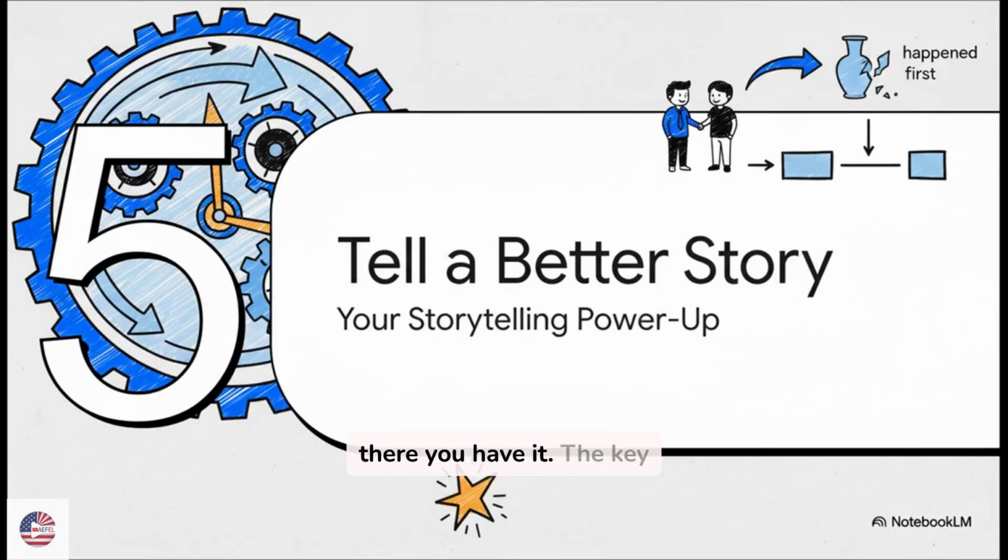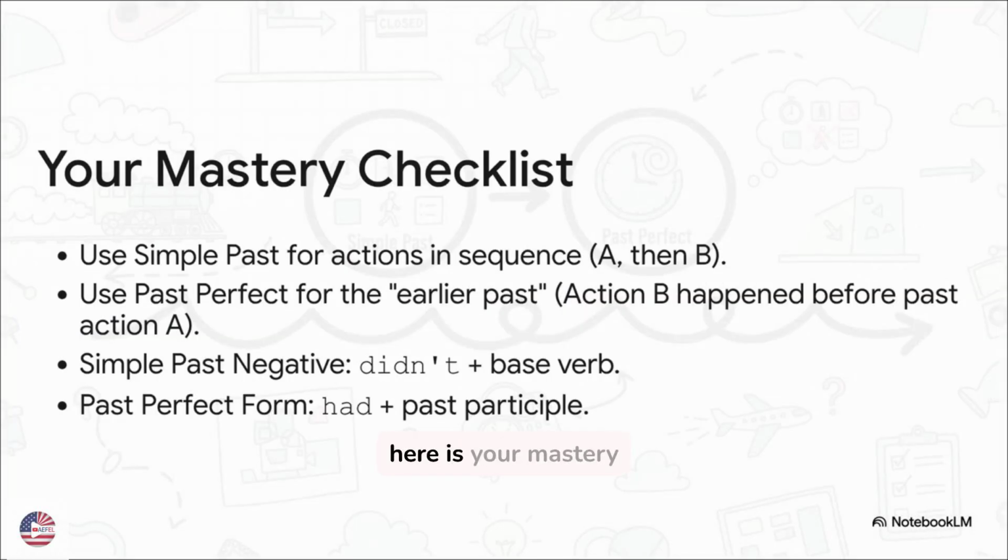So, there you have it. The key to better storytelling is going beyond just a simple sequence of events, and you now have the tool to control time in your stories. It's a real power-up. All right, here is your mastery checklist. Just remember this. Simple past keeps things in A, B, C order. And the past perfect, that's your time machine to jump back to the earlier past. Keep these forms in mind, and you are going to be telling much richer, more interesting stories.